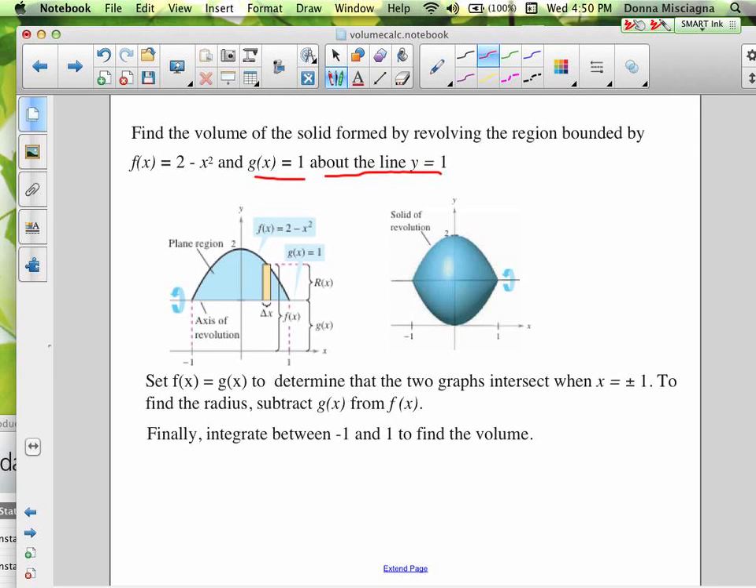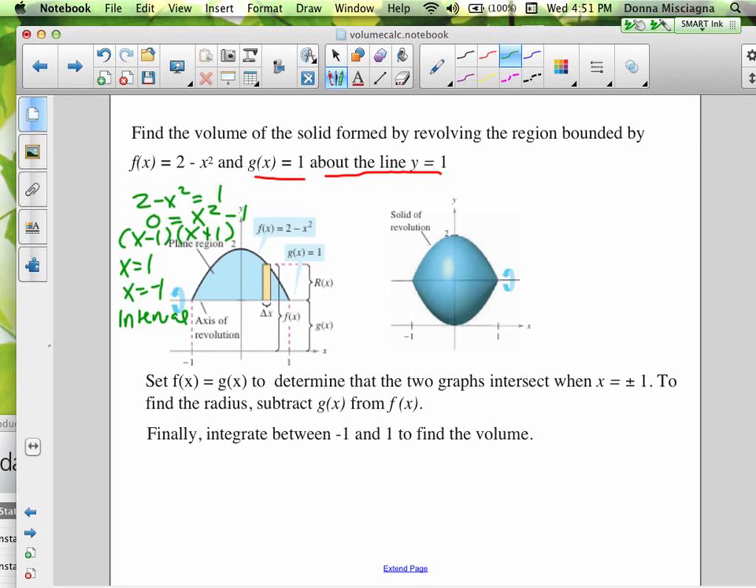So first of all, we have to find where these two graphs intersect. To do that, we're just going to set them equal to one another. So 2 minus x squared equals 1. I'm going to move everything to the right-hand side. 0 equals a positive x squared, because I'm going to add x squared to both sides, and I'm going to subtract 2, so it'll be a minus 1. This factors to x minus 1, x plus 1. So my two solutions here are x equals 1, x equals negative 1. That's my interval.